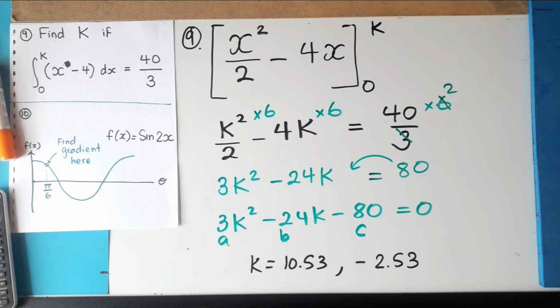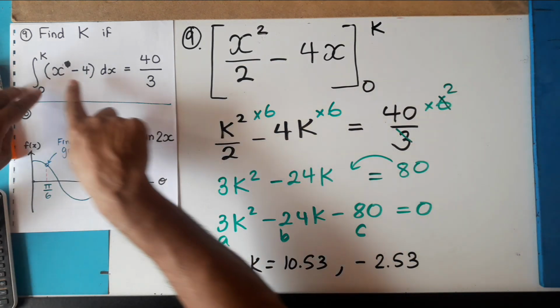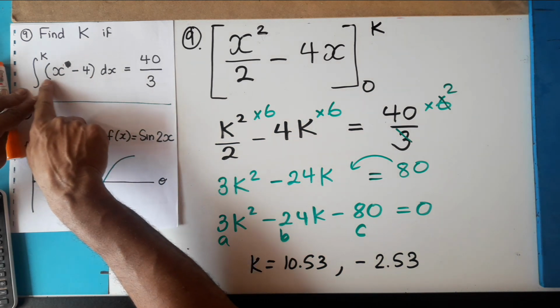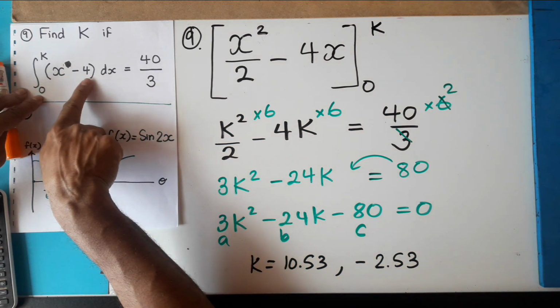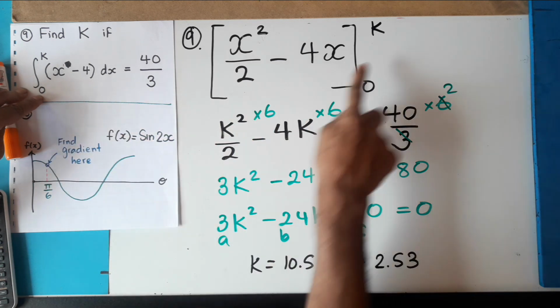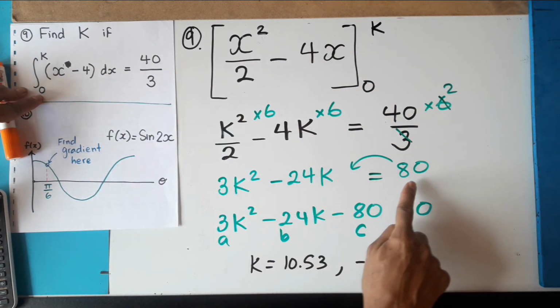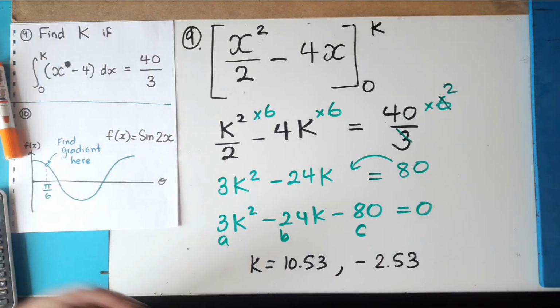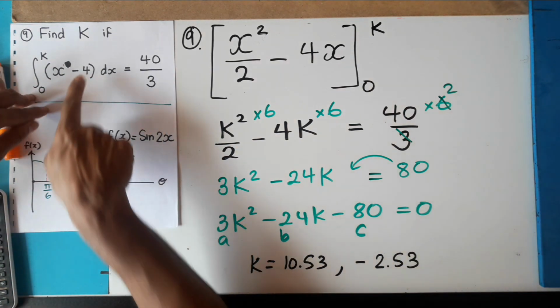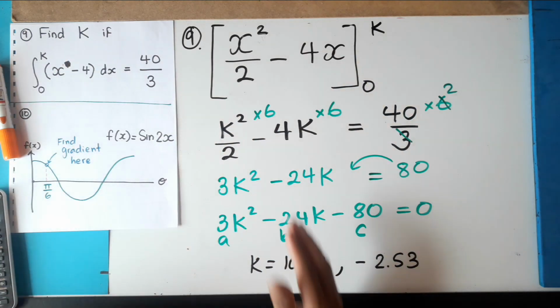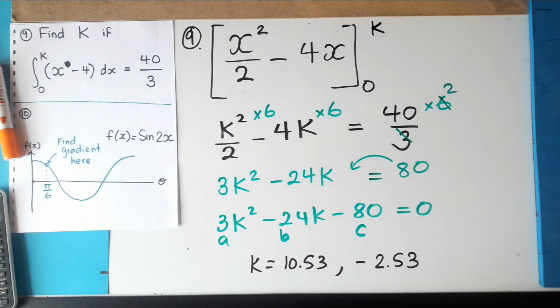Now, sometimes when they give you an expression here, when we integrate this expression and substitute in the k and the 0, we happen to get a quadratic, and quadratics are easy. But sometimes the expression here, when you integrate it and do the substitution, you do not get a quadratic. Instead, you get a polynomial. That's like, you get like k to the power 3 and whatnot.